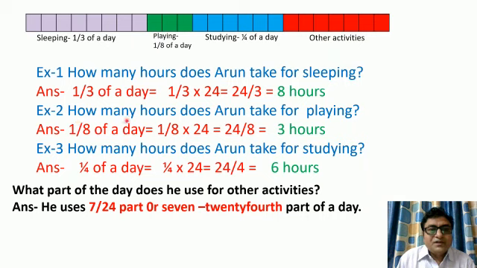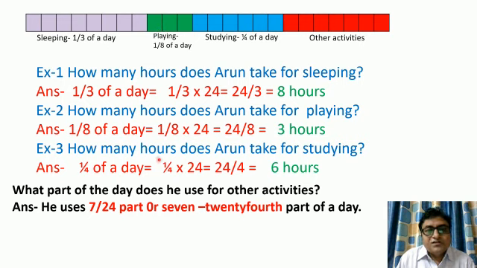So how many hours does Arun take for playing? So 1/8 of a day, so 1/8 into 24 hours, which is equal to 24 divided by 8, which is equal to 3 hours. So Arun spent 3 hours for playing, so we colored it with green.